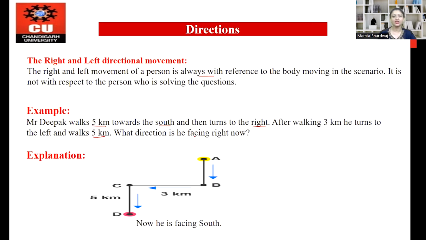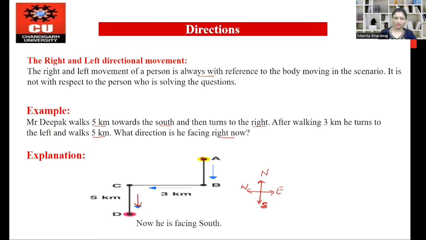So what direction is he facing right now? Initially, Mr. Deepak walks 5 kilometers towards south. As we can see, this is north, south, east, and west. If we are facing north, then towards our right hand side there is east, and towards our left hand side there is west. So Mr. Deepak walks 5 kilometers towards the south direction, and then turns to the right. After walking 3 kilometers, he turns to left and walks 5 kilometers.